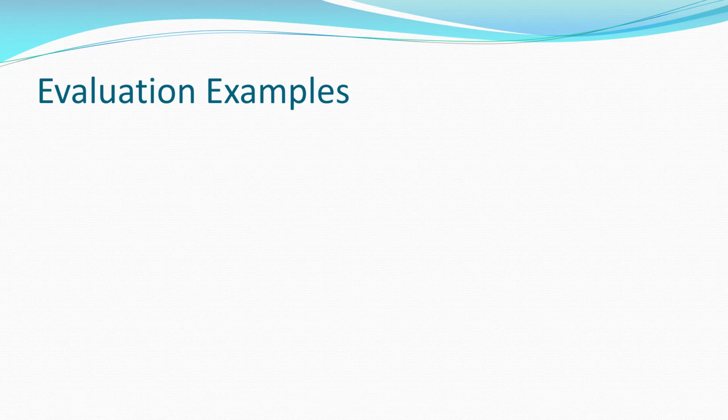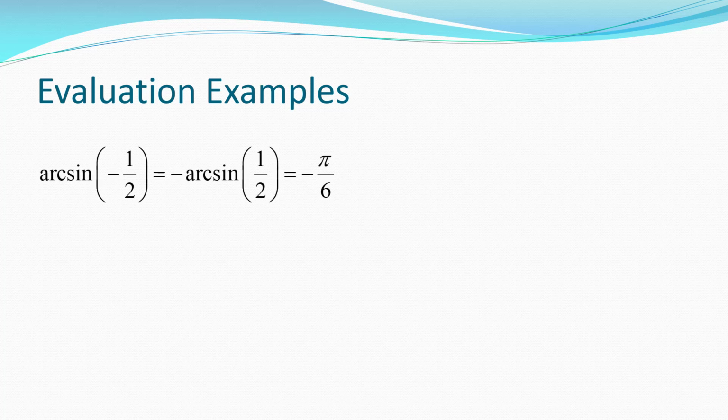Let's go do some more evaluation examples. This time we'll use the identities I just gave you. For example, what if I wanted to know the arc sine of negative 1/2? Well, I know the arc sine's odd, so that's the same as the opposite of the arc sine of 1/2, and I memorized that the arc sine of 1/2 is pi over 6. So the arc sine of negative 1/2 is the opposite of pi over 6.